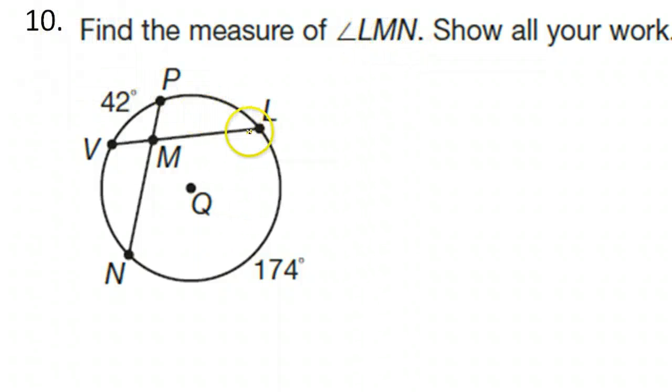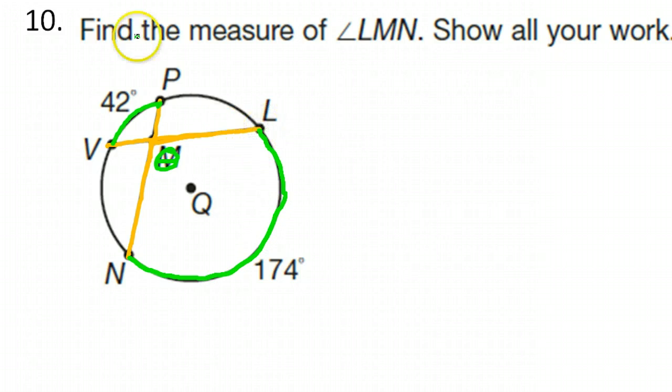Okay, find the measure of angle LMN. Let me be clear. Angle LMN is this angle right here. Let's call it theta, just for ease. So we're supposed to find the measure of that angle. Now, this is what we are dealing with. This is the situation where we have these lines intersecting. So we have this angle and the two intercepted arcs. I have an arc here and I have an arc here.